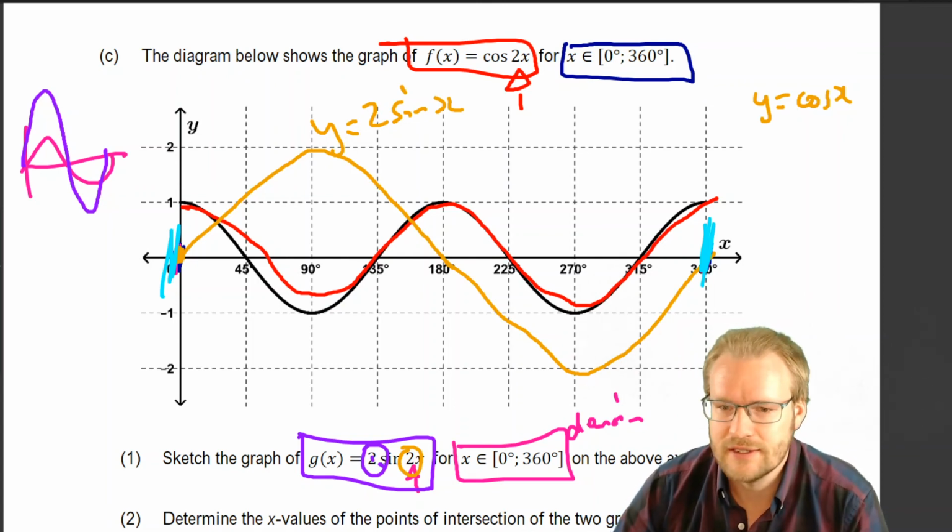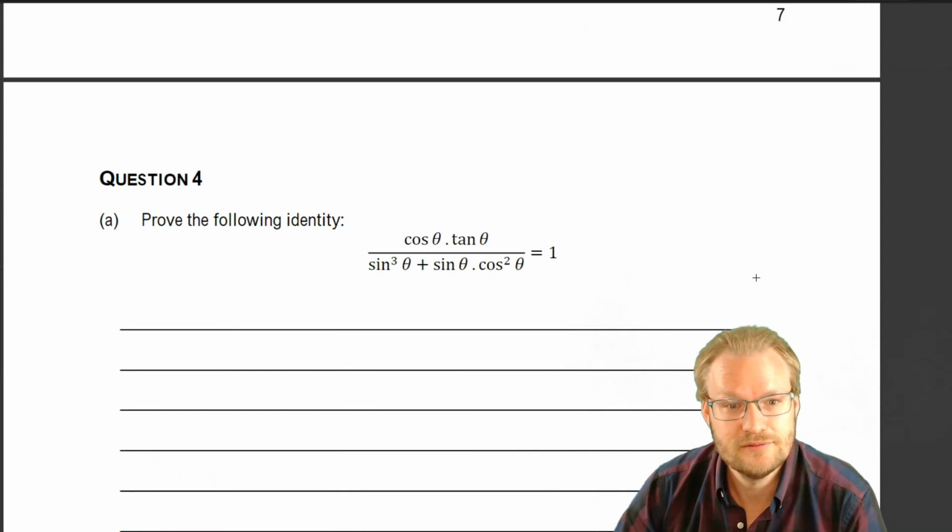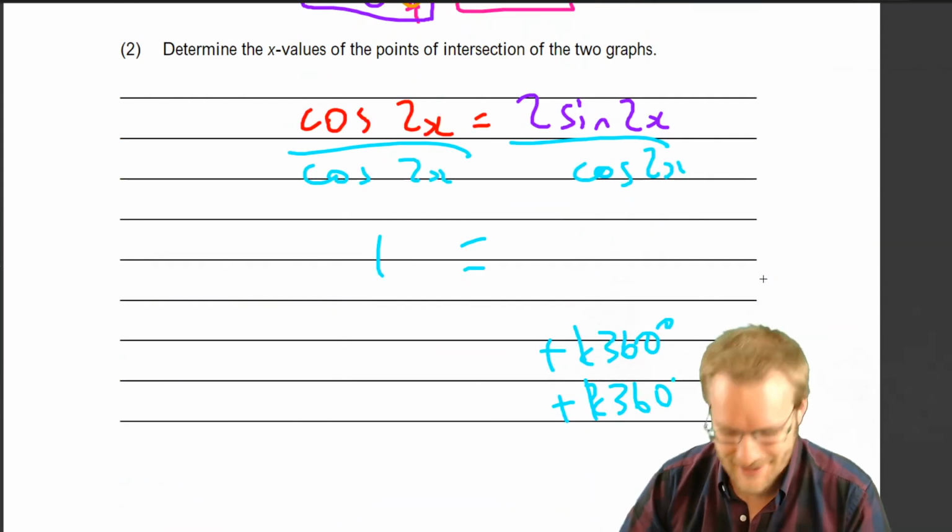Okay, that is that for now. Identity's up next. I can't wait.